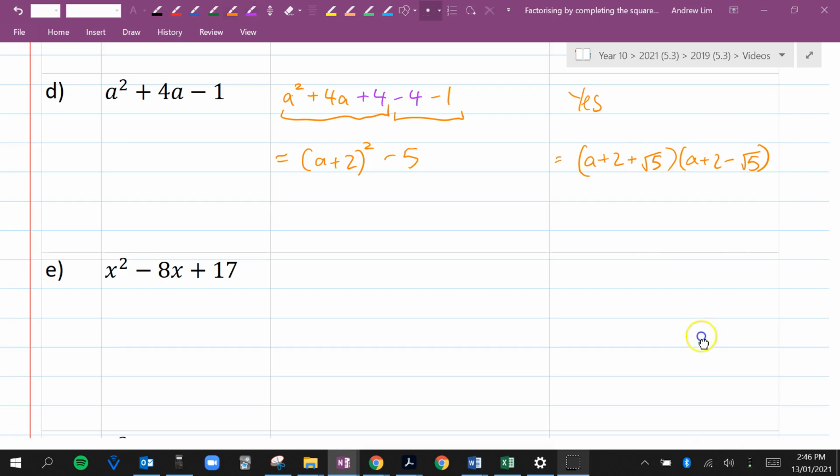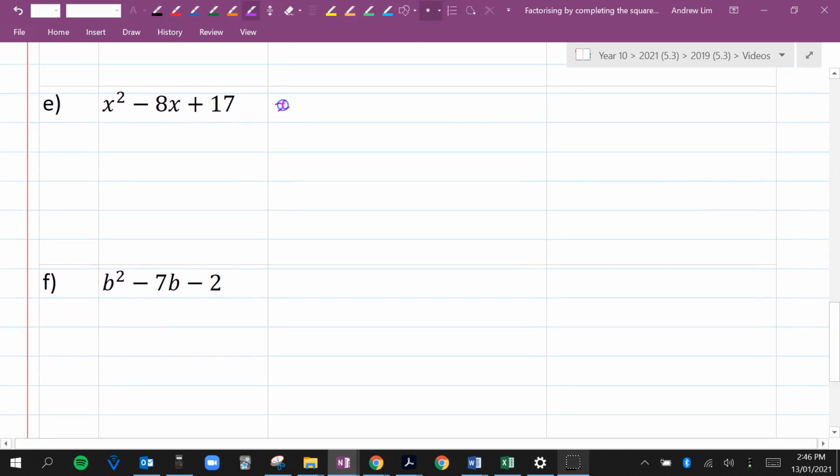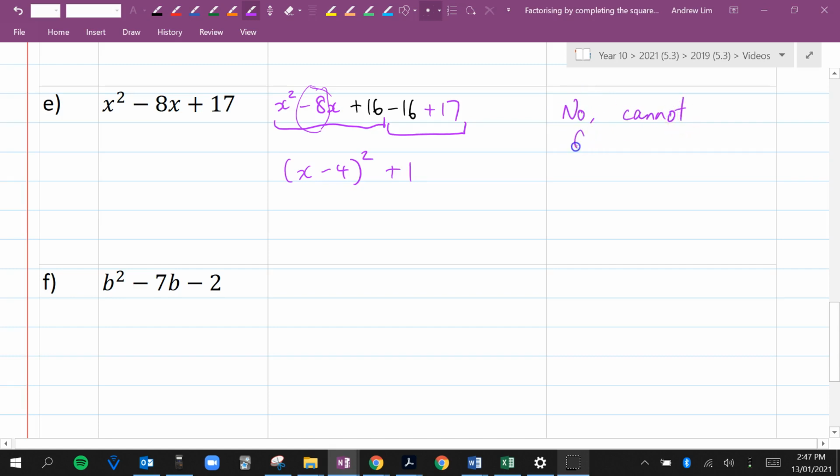Right, question E. X squared minus 8x, half of 8 is 4, 4 squared is 16, so plus 16 minus 16, plus 17. This bit is equal to x minus 4 squared. Just remember minus 4, because half of minus 8 is minus 4. And this bit here is plus 1. So no, cannot factorize, because it's not a difference of two squares. That is not a minus sign.